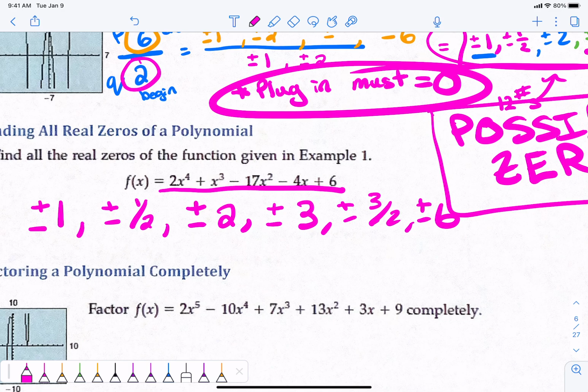All right, so here's what we're going to do. We're going to divide and conquer, and you need to make sure that whatever number I give you to plug in, you plug it in good, okay?